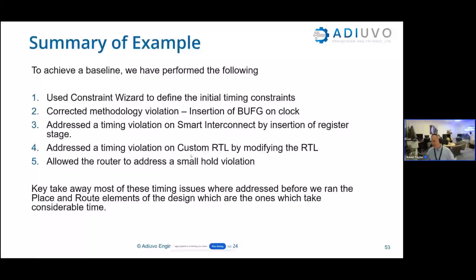To achieve this baseline, like I say, I'll put two or three projects up on the GitHub that get shared with this. So check back on my website later on, and you'll be able to see these projects. We've used the constraints wizard to define the initial timing constraints. We've corrected any methodology constraint violations that came up, with the insertion of the BUFG. Then we've addressed the timing violations in the RTL and the SmartConnect at the end of synthesis and at the end of the optimization phase, relatively simply. And then we've allowed the small hold violations. We have allowed the router to address those.